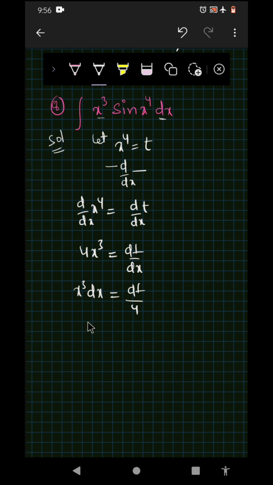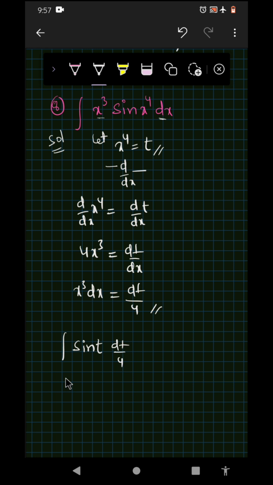So now we got the value of x cube dx and x power 4. So substitute these two values in the problem. What you get here: integration of sine of x power 4, where x power 4 is equal to t. Therefore take the t, and x cube dx is equal to dt by 4. Write that here, dt by 4.